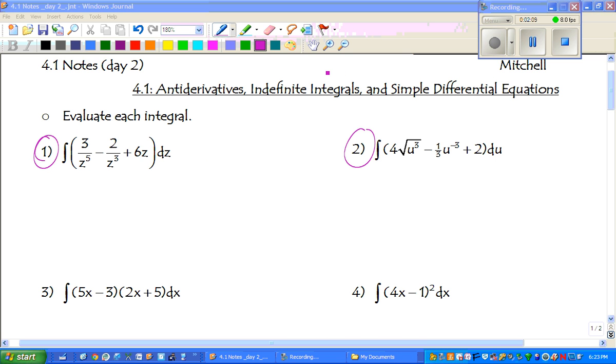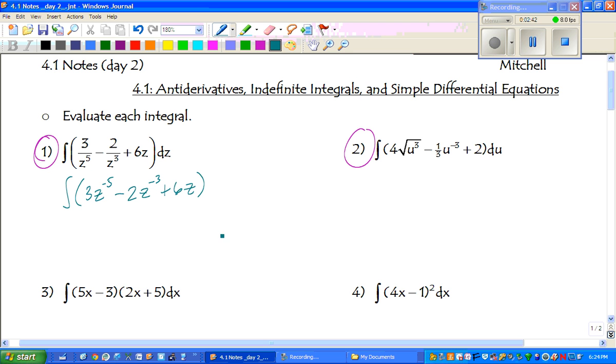All right, let's go ahead and take a look at these and see how you did. All right, so for number 1, before we go ahead and do the antiderivative, we're going to rewrite this in a little better fashion than what we have right now. 3 over z to the 5th, we can write that as 3z to the negative 5th. We want our inside here to look like this, a number times a variable to an exponent. So minus 2z to the negative third plus 6z.